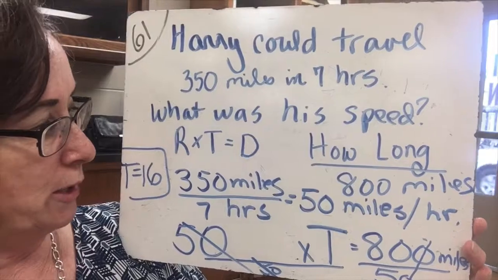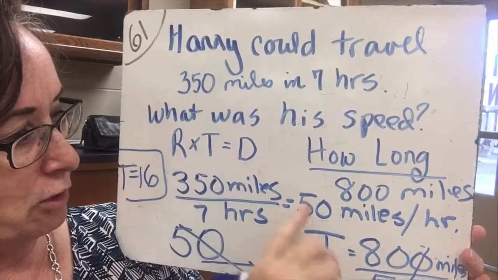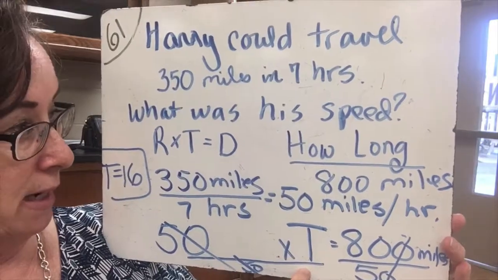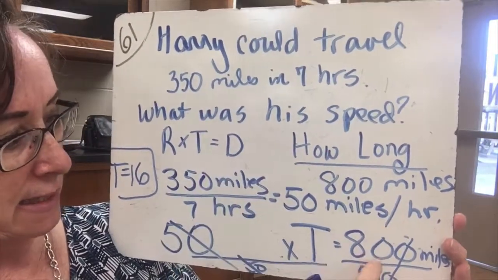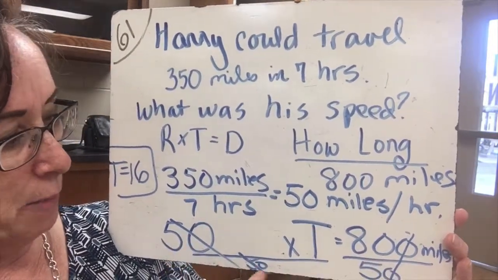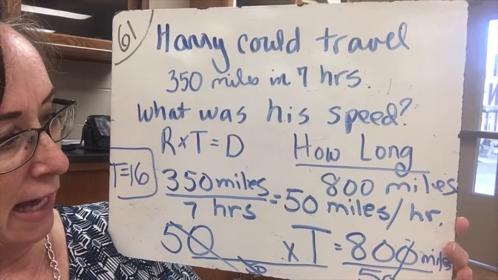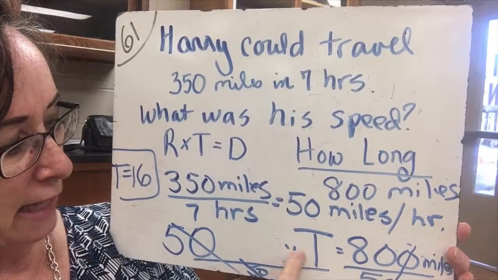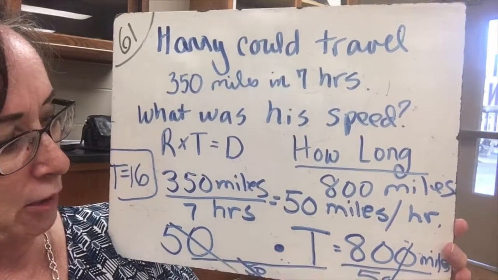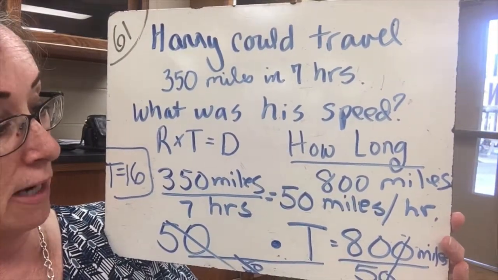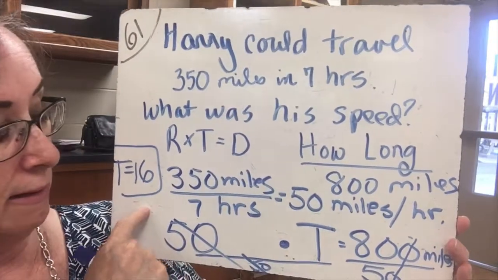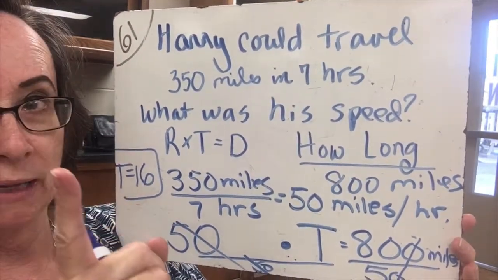So what did we do? We took this equation. Rate, which is 50, times time, which we didn't know at the time, is distance. So then we divided both sides by 50, and we got that T is equal to, we can put a little dot here if that's confusing, because we've been using a dot for times. So then we divide by 50, and we get 16. That's one way to do it.